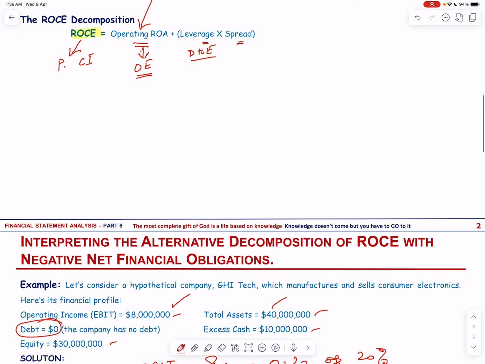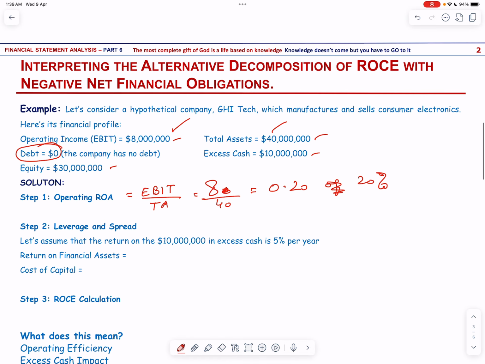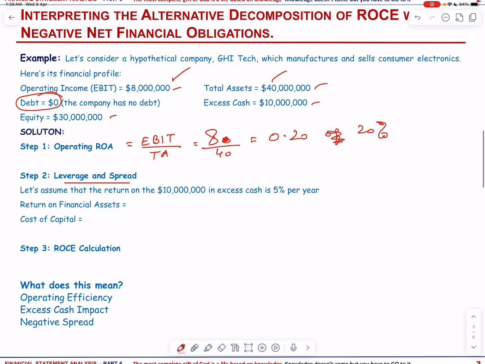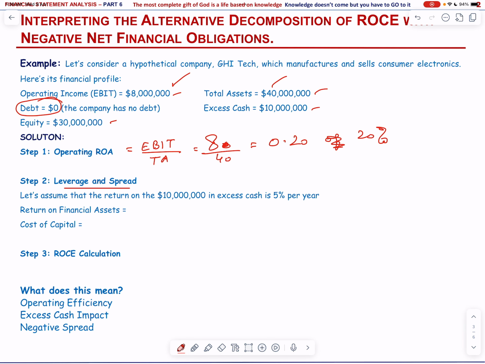Now, the second step is we are going to look into the leverage and the spread. You can see that ROCE is equal to operating ROA plus leverage times spread. So next step is we will calculate the leverage and the spread. Now, since the company has no debt, obviously the leverage is going to be 0.